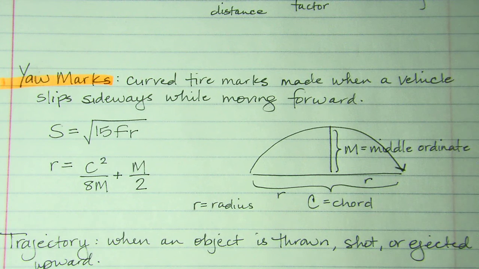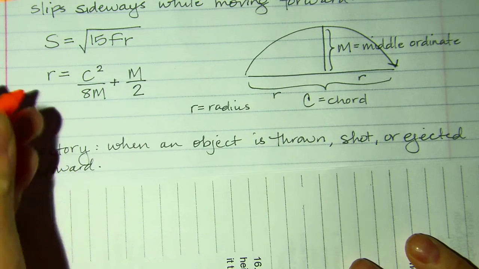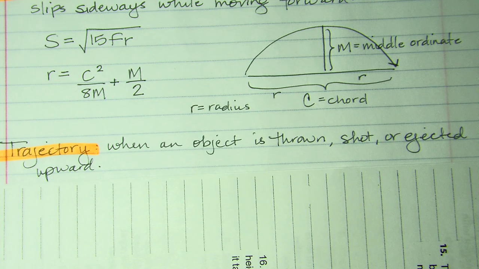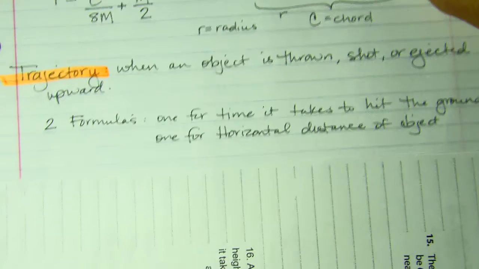The last thing we are going to look at is a trajectory. So let's say you get in an accident and something in or on top of your car is thrown. A trajectory is when an object is thrown, shot, or ejected upward. You could use trajectory to look at, like when you throw a football, it makes this perfect curve. It goes up and then comes back down. But in this class and in this section, we're looking at the trajectory of an object that's thrown from a car. So there are two formulas, and the book will give them to you.